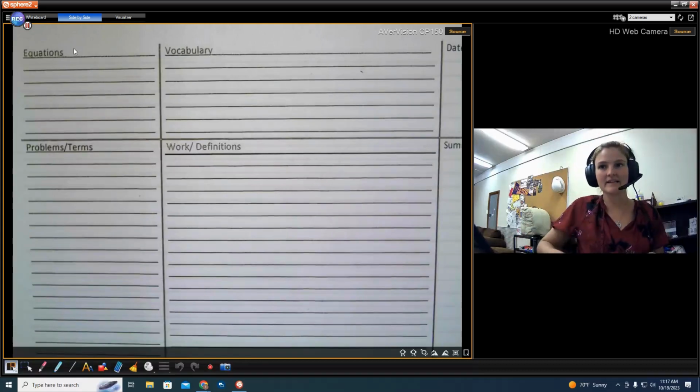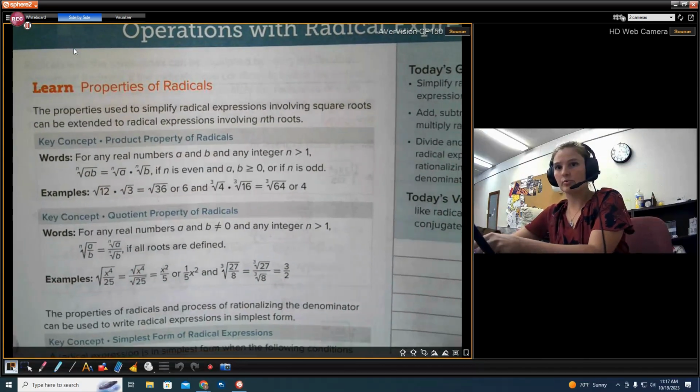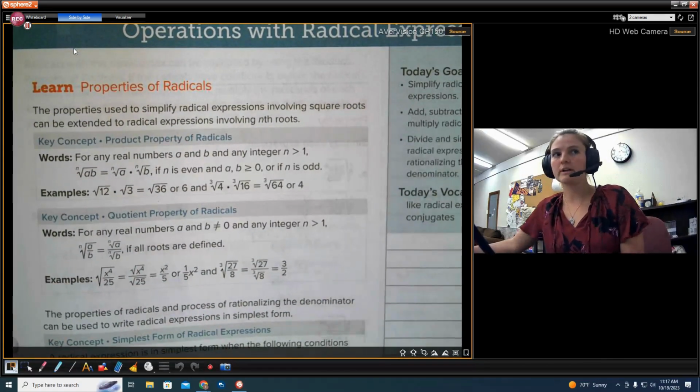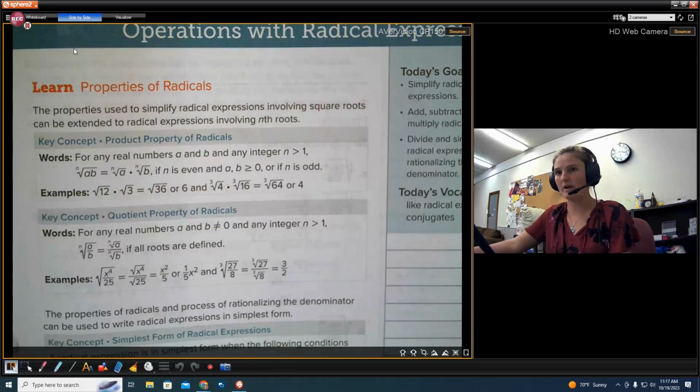All right, so we're back and we are doing lesson 6-5 now. So we are on page 333 in your own book. And we are now talking about properties of radicals. Again, we've already talked about radicals quite a bit, how radicals can be rewritten as fractional exponents, and that to add and subtract radicals is what we're going to be working on today.